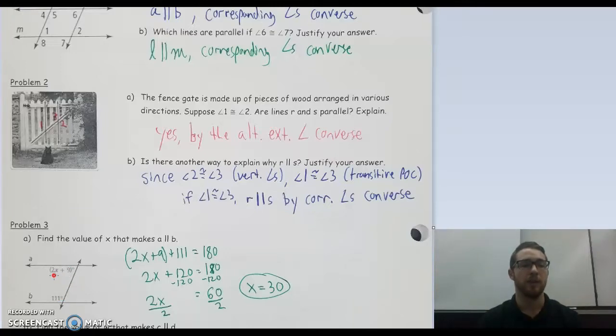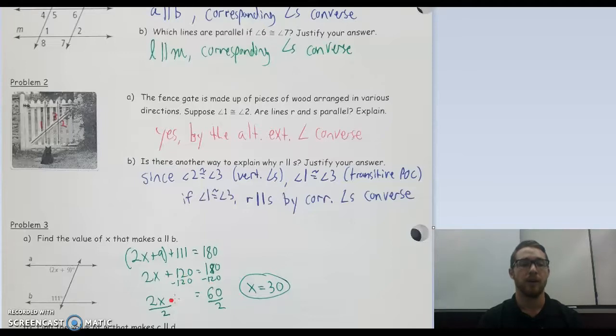So that's the equation I'm going to set up, 2x plus 9 plus 111. If I add those two, since they're same side interior, they're only going to be 180 if those lines are parallel. So we want to set that equal to 180. After that, I'm just combining like terms. 9 plus 111 is 120.